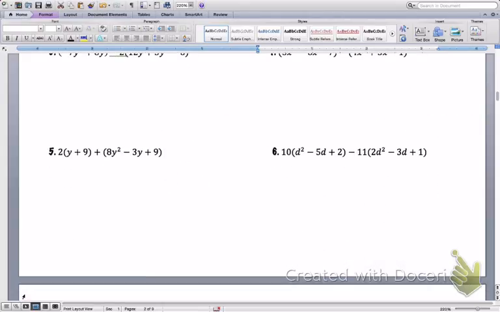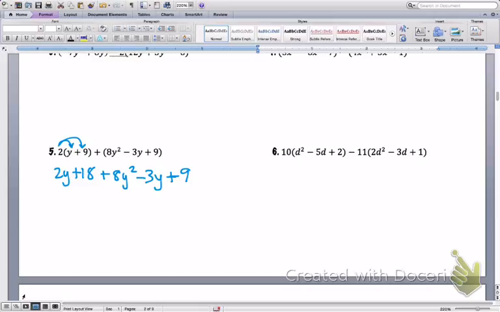All right, next one we have this binomial that needs to be multiplied by 2. So let's multiply by 2 before we combine. So we have 2y plus 18. The second one, there's just really an invisible 1 here, so nothing really happens to it. We're going to keep it as 8y squared minus 3y plus 9. And just go straight into combining like terms.